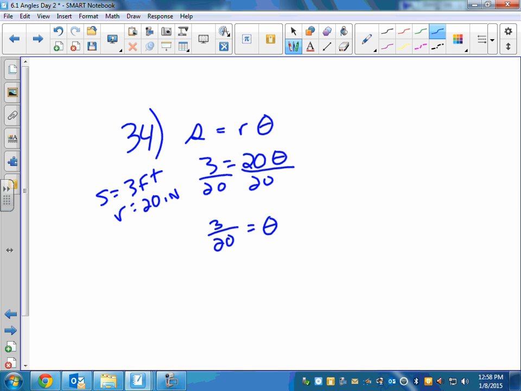Then it says find the degree measures, right? So this is in radians. If you want to convert this to degrees, it's not going to be very pretty. To convert 3/20ths to degrees, I would multiply by 180 divided by pi, and I would definitely just type that in my calculator.